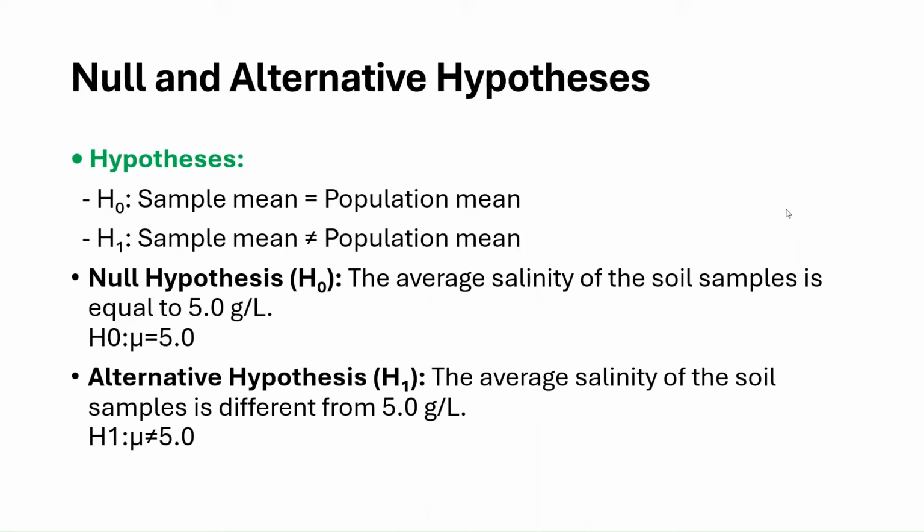right? So for the null hypothesis, we know that there should always be an equal to sign. So first of all, sample mean is equal to population mean. The mean mu is equal to 5, that is the population mean. And the alternative hypothesis, the average salinity of the soil sample is different from 5. This is the statement of the alternative hypothesis. That means not equal to 5.